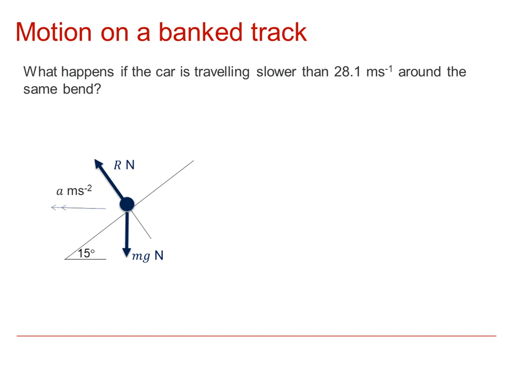If on the other hand we've got a situation where it's going slower, so this time v is less than 28.1, then of course we've got to have a smaller centripetal force. That means there must be a frictional force which is acting this time up the slope, and that will have a component acting away from the center of the circle, so that will reduce the centripetal force.